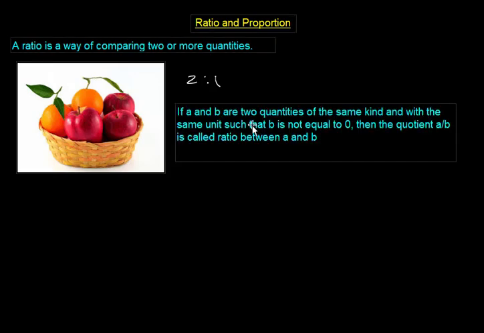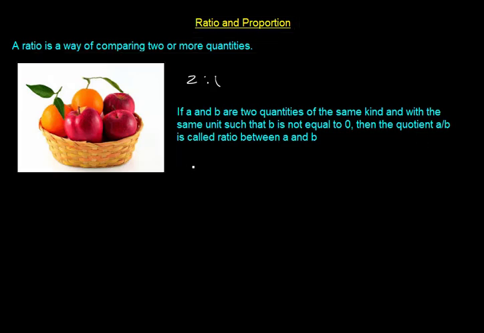If A and B are two quantities of the same kind and with the same unit, such that B is not equal to 0, then the quotient A by B is called the ratio between A and B. Here A is called the first term or antecedent, and B is called the second term.